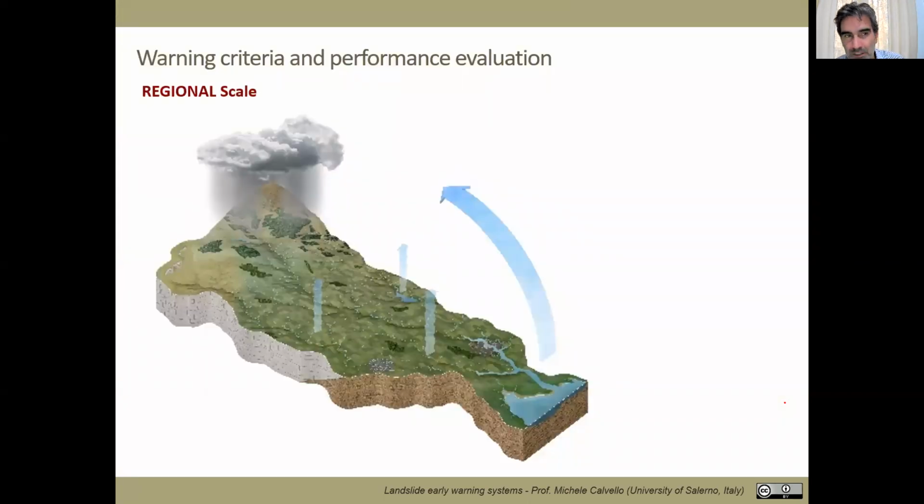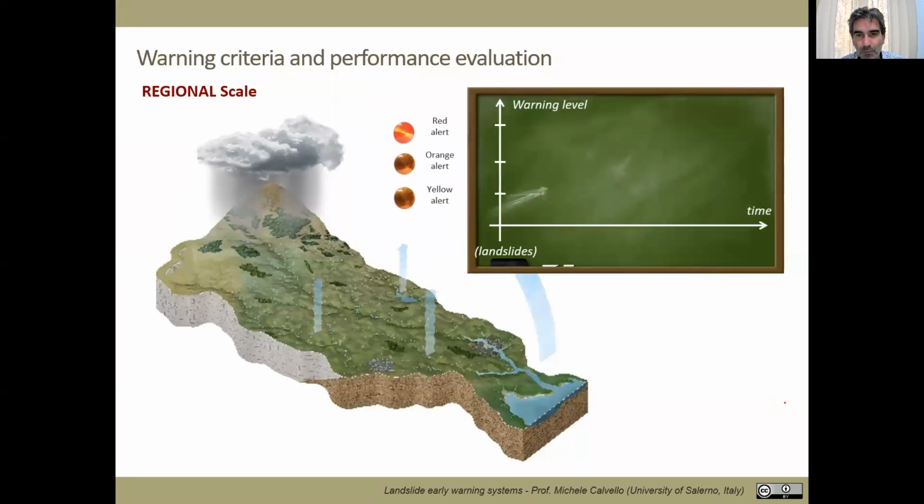If I'm thinking about a regional system, a territorial system at regional scale, I'm thinking about a wide area. Let's assume with this cartoon that this is the area. With a synthetic set of data, qualitatively speaking, let's consider time on the x-axis and warning level on the y-axis. Let's assume that we have a level that is green, everything is fine. Then you may move to yellow, to orange, to red. So four levels, 1, 2, 3, and 4.